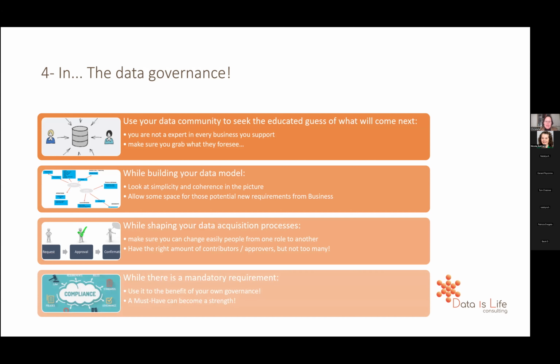And the last one: there's a mandatory requirement. We all live in regulated environments. The compliance is everywhere. Whether it's in energy with those norms, in pharma or life sciences, in construction or trading, whatever, we all have our mandatory requirements. The thing is not to look at it as a must-have and something we have to do, but to look at the broader side of this mandatory requirement, to the benefit of your own governance. The must-have becomes a strength.